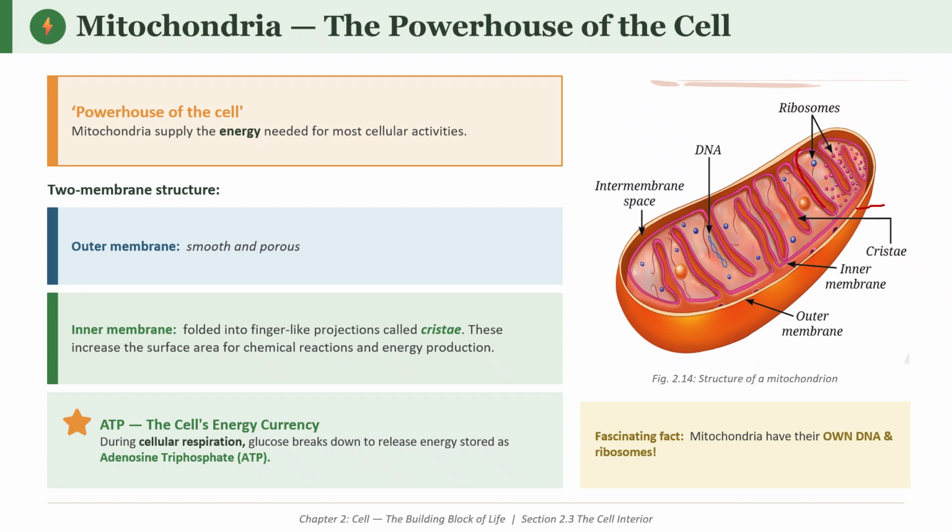What is the special feature of the mitochondria? They have their own DNA and also ribosomes. Can you see? They have their own DNA and ribosomes. So we can say that they could have evolved from ancient bacteria.